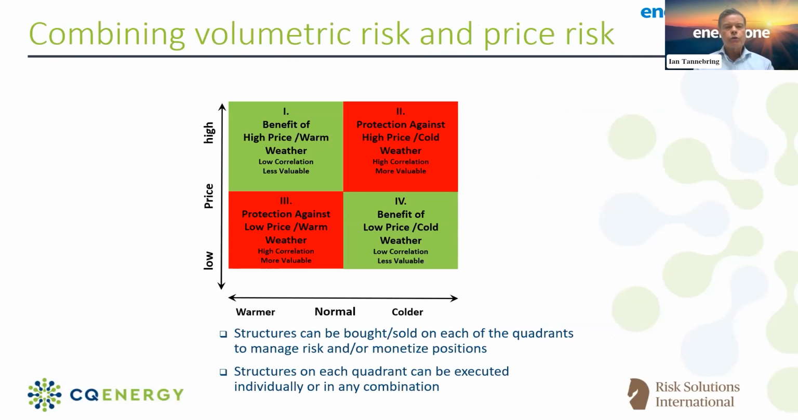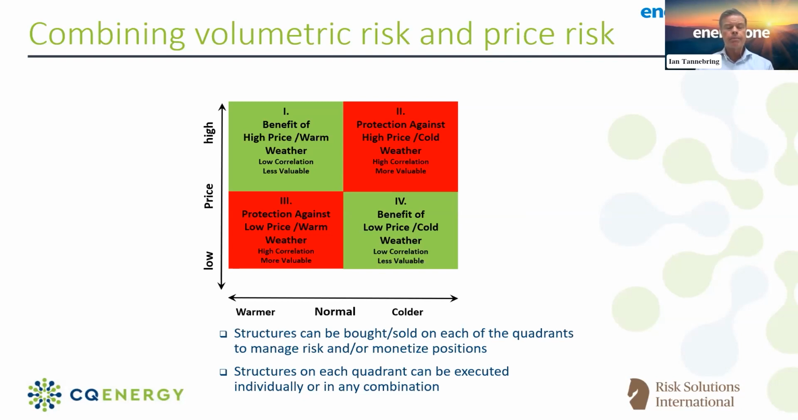In addition to that, there's also the ability to combine volumetric risk and price risk. So there are the four quadrants, or quantos as they're known. Effectively, it's a combination of the different things we talked about. It could be that you're exposed to high price and cold winter risk, or you're exposed to low price and warm winter risk. And typically the two red quadrants are the ones that people are trying to manage.